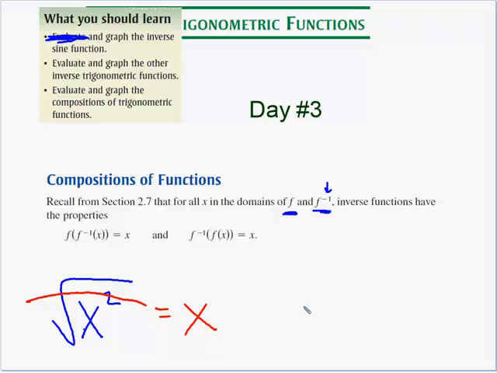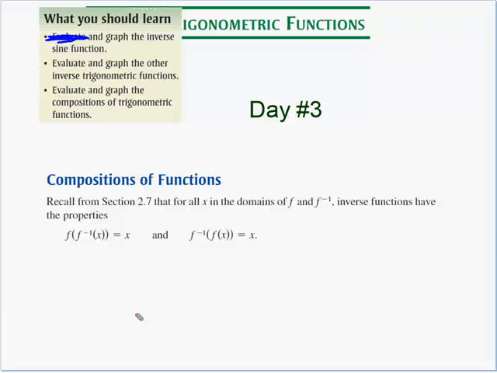We could also reverse that. We could take the square root of x, that's one function, and we could take that square root of x and square it. And the square and the square root again will cancel, and our answer will be x, what was under the radical. The square and the square root, one undoes what the other did.